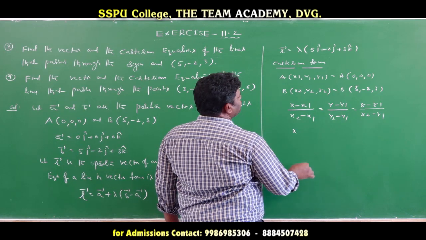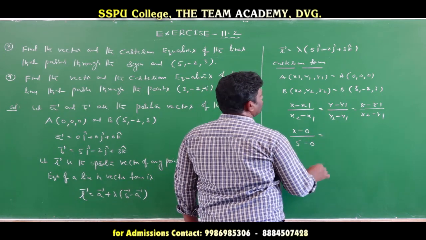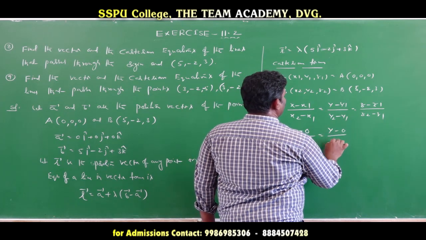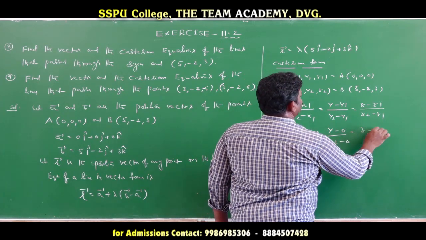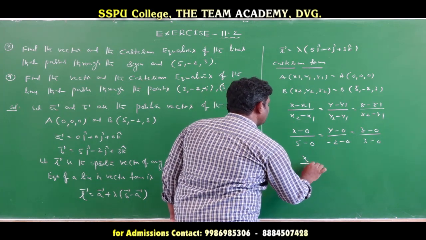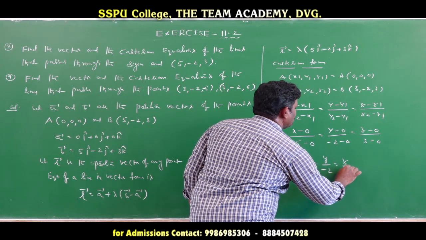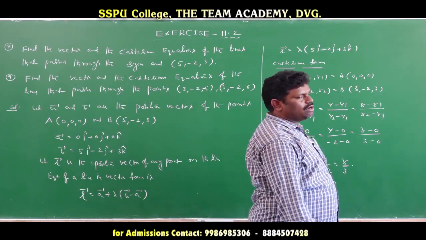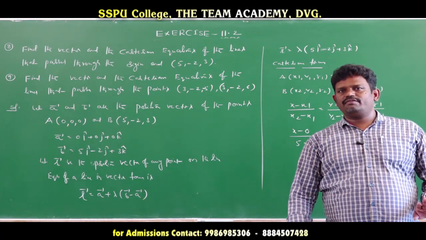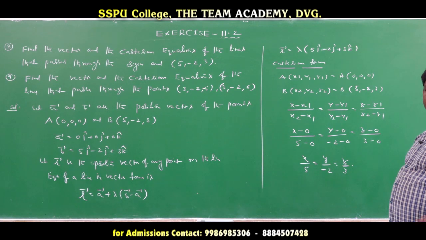x minus x1 is equal to 0 by x2 minus 0, again y minus 0 by minus 2 minus 0, so z minus 0 by 3 minus 0. Finally, x by 5 is equal to y by minus 2 is equal to z by 3. So this is the Cartesian equation of the given line. Vector form. Which one? This one, 8th question.